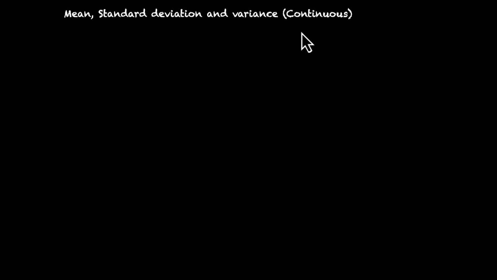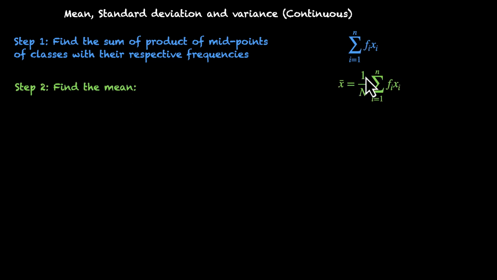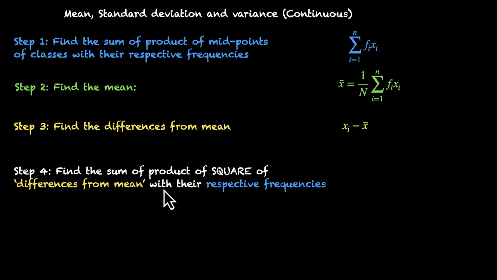Now let's summarize. To find the mean, standard deviation and variance for continuous distribution, these are the steps. We first find the sum of product of midpoints of classes with their respective frequencies, that's sigma fi xi. We divide this with number of observations to find the mean, that's 1 by n sigma fi xi. Once we have the mean, we find the differences from mean of these midpoints, that's xi minus x bar. Then we square them and then multiply them with the respective frequencies and then add all of that up, that's sigma fi times xi minus x bar square.